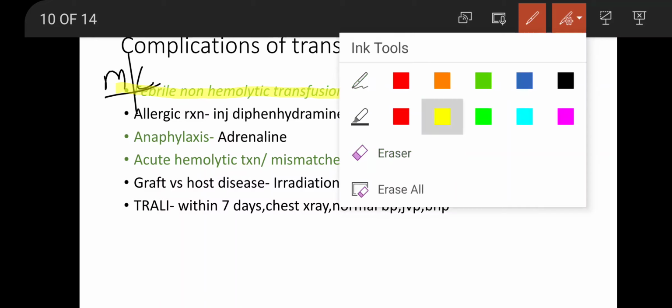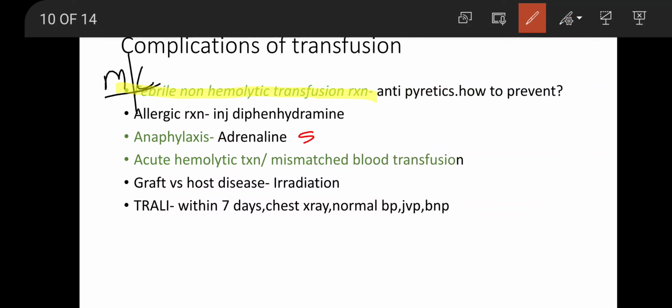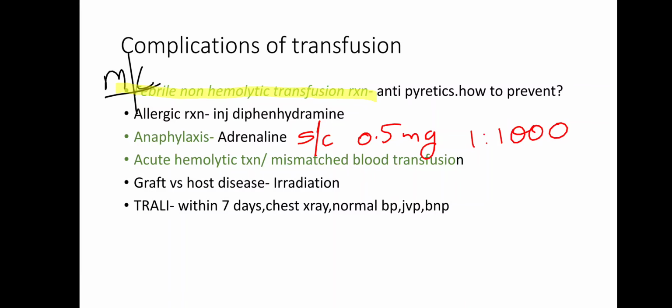Adrenaline is given in which way? What is the form you can give adrenaline? It is given subcutaneous. How much? 0.5 milligram. Dilution 1:1000. If it is IV, 1:10,000. Then graft versus host disease.